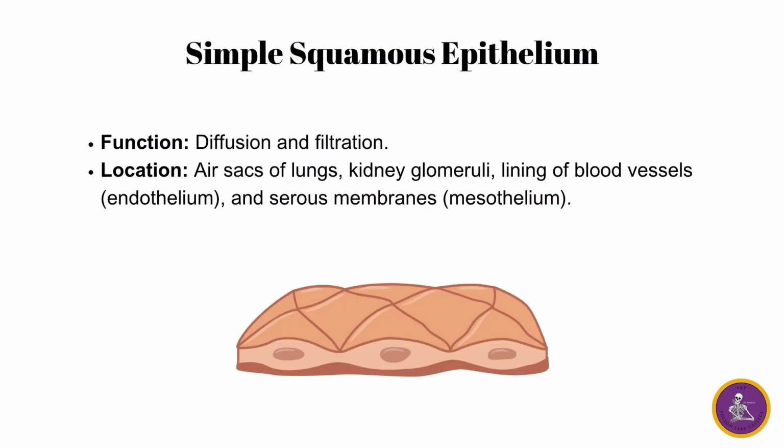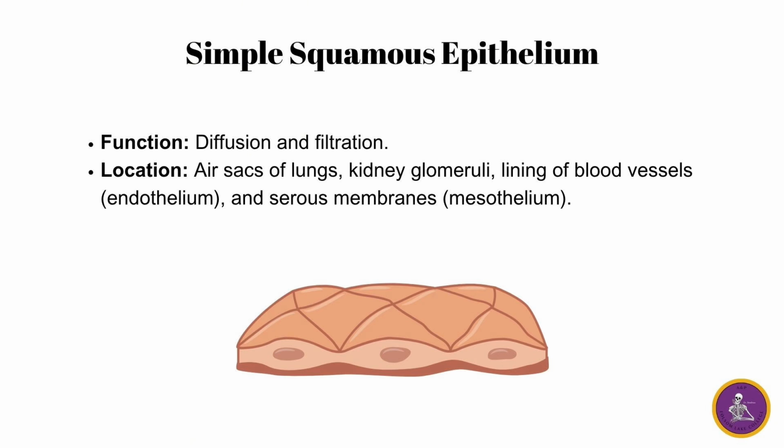Simple squamous epithelium is made of a single layer of flat cells. Its thinness allows materials like gases or small molecules to pass through easily, so its primary roles are diffusion and filtration. You'll find this type of epithelium in the air sacs of the lungs, where oxygen and carbon dioxide diffuse along the alveolar membrane. Also present in the glomeruli of the kidneys, where blood is filtered.